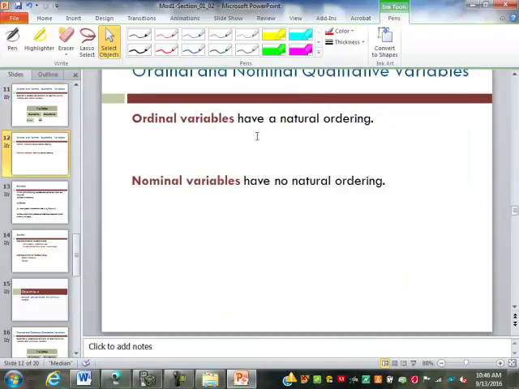So ordinal variables have a natural order to them. And nominal has no natural order. And like I said, by name only.